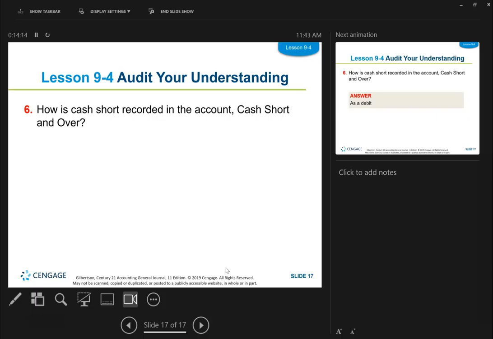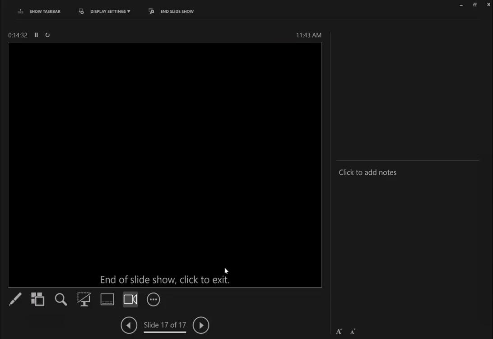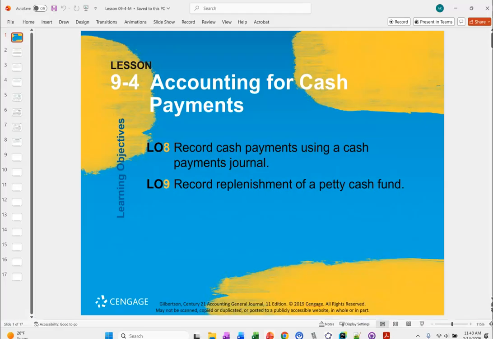How is cash short recorded in the account? So, we saw when we had the cash over, it was a credit. So a cash short would be a debit. And that's that. Let's fire up our Cengage and run through the work together.